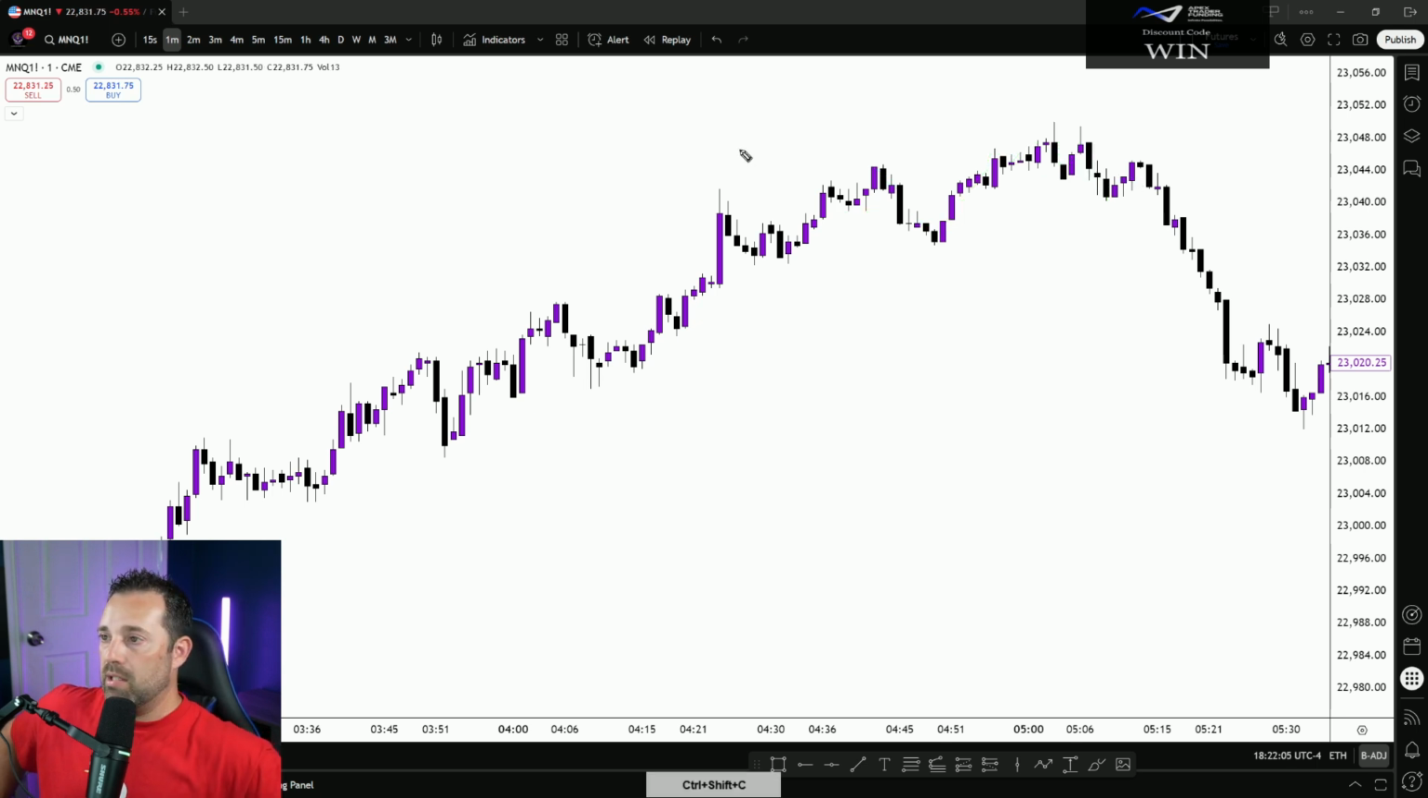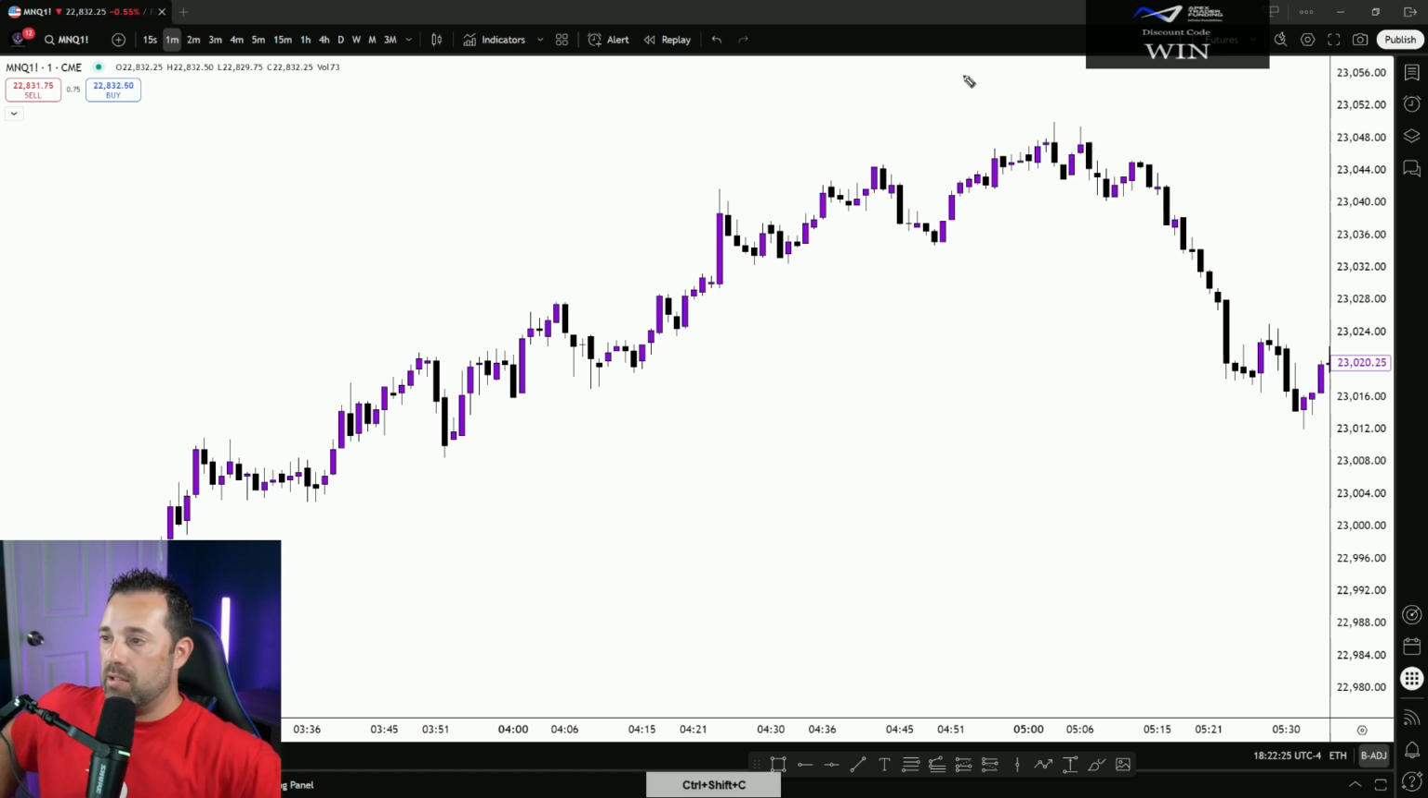So if I erase this, this is the highest point. Pull back here, pull back, and you see how it could not make this high right here, could not make a higher high than that. And then after that, it pulled back and went underneath this low, this swing low.